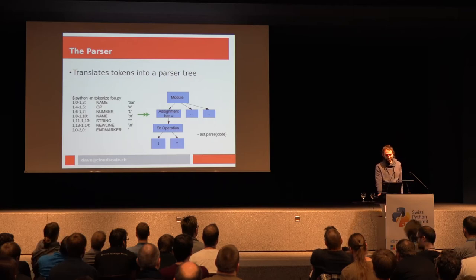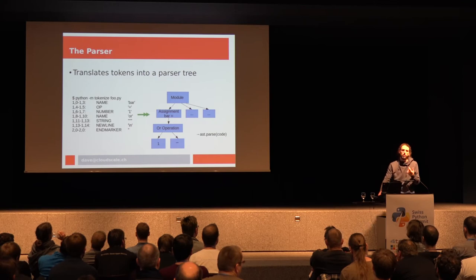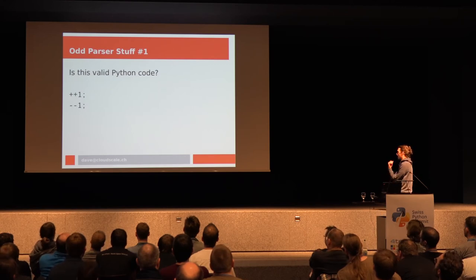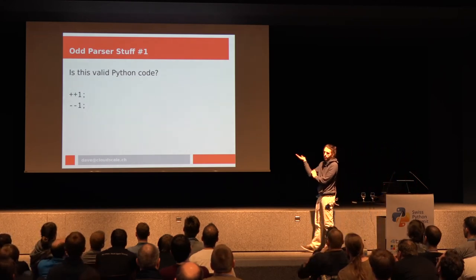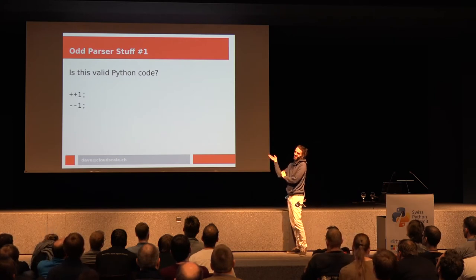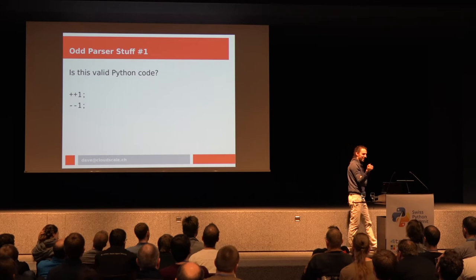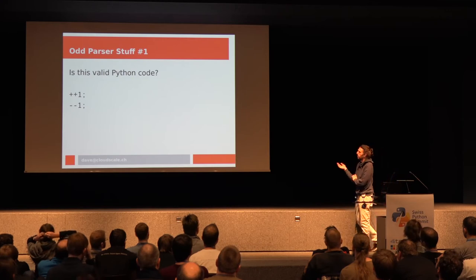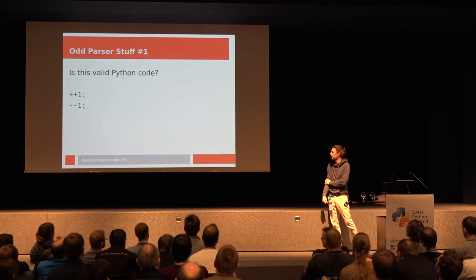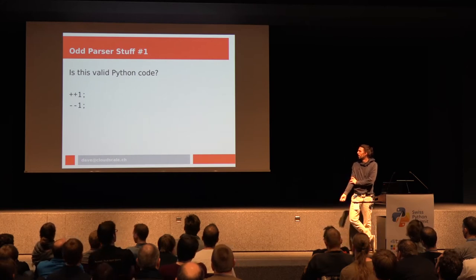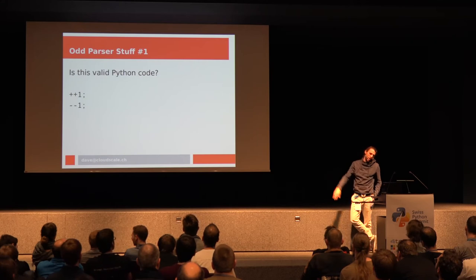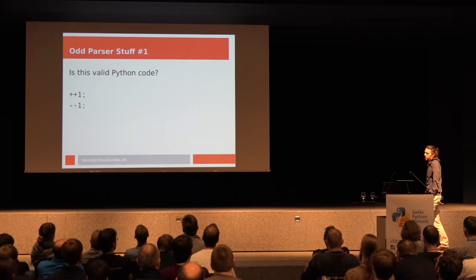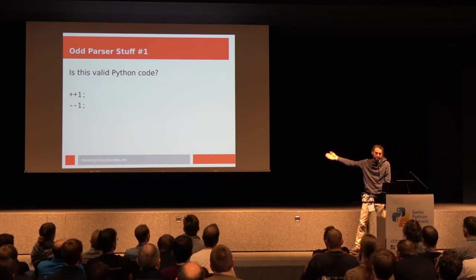So strange things could happen here, stuff like this. This is C code. Is it valid Python code? Yes. Some of you might not know the semicolons, but they're allowed in Python. You can just write the next statement after that one without the new line. The thing is, plus plus one will not do the same thing as in C. It's a different thing. Plus plus one is just one. Minus minus one, it's just math, it's one.